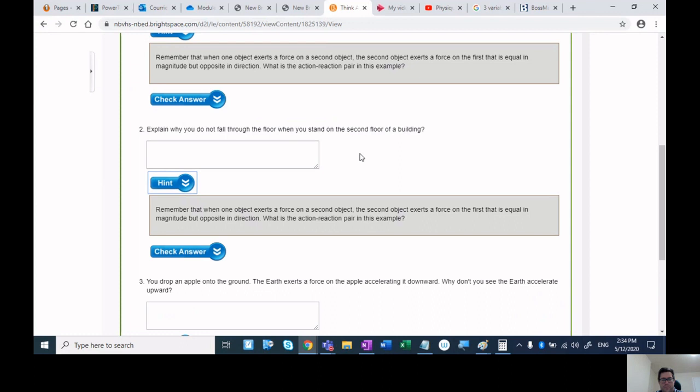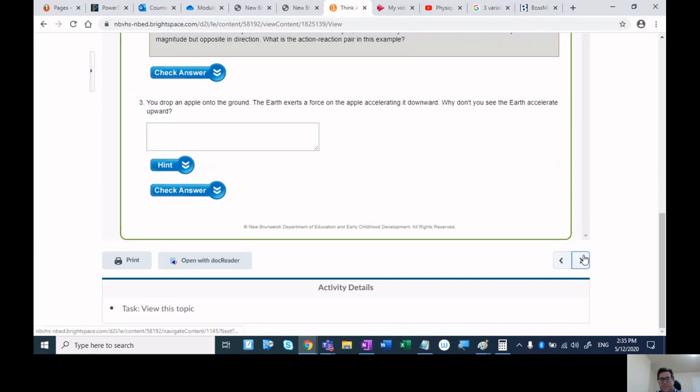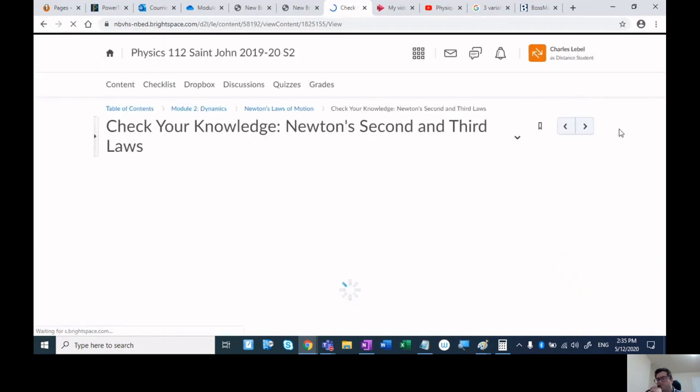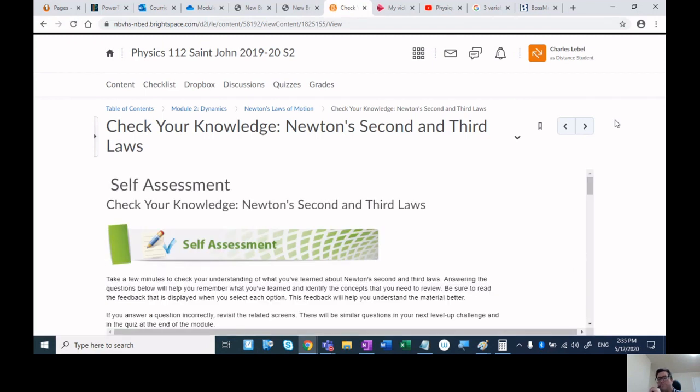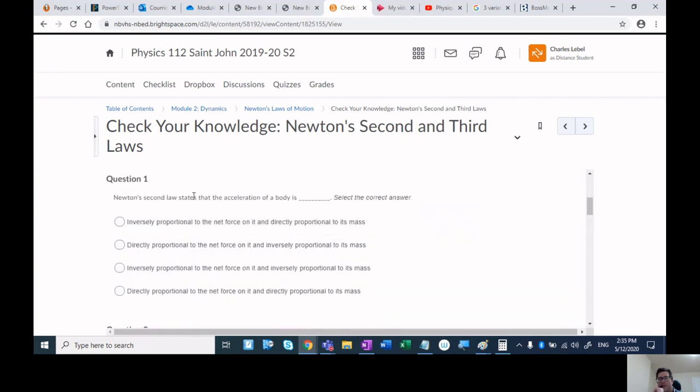I don't know why it's so complex. I don't want to waste time with this. It's a little complex for today. What is that? Knowledge. All right. Newton's second law states that the acceleration of a body is, I don't know, well, let's go check it out.